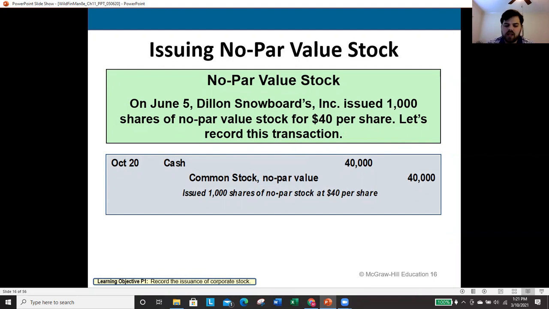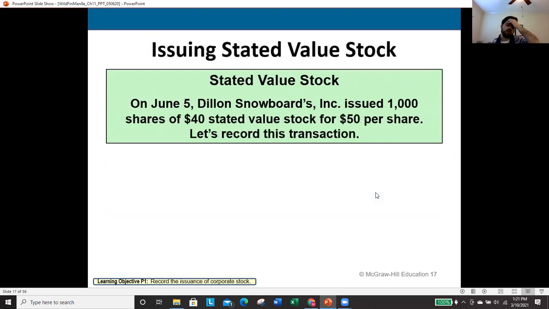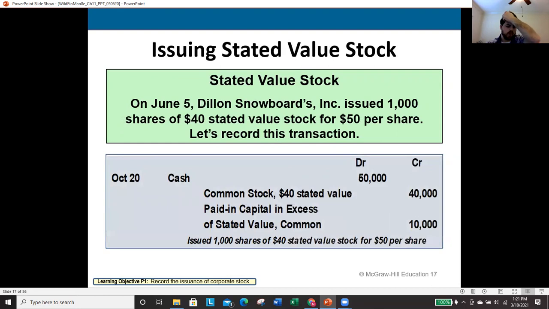Well, in that case, everything simply runs through common stock. But you'll notice the notation is not just common stock, it is common stock, no par value, very clearly indicating this is the shares of common stock that had no par value assigned. And of course, my credit will be to cash. So very similar, but we don't have that split out with that additional paid-in capital or that paid-in capital in excess of par. Now, for my next piece, what do we do if we are issuing stated value stock?